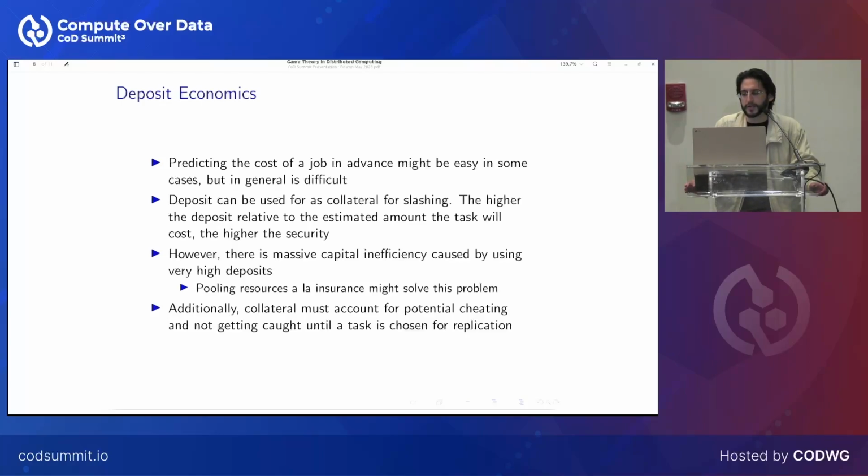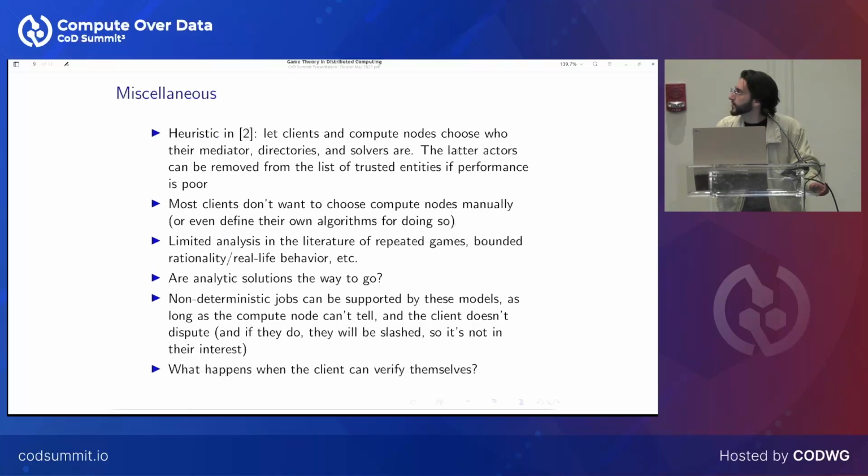And so the problem with this, of course, is that there's a massive capital inefficiency caused by using very high deposits. You could just imagine the number of jobs that a machine can actually do at a single time, and then you have to put down collateral for every single one of those jobs, and that can become really, really expensive. Pooling resources like insurance might solve this problem, but in general, it's an issue because it also costs a lot to join the network, and you could also potentially replace this with reputation as well, and I'll get to that in a minute. So, just some miscellaneous points.